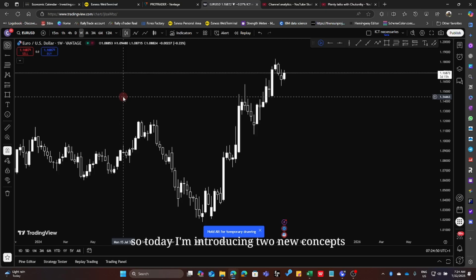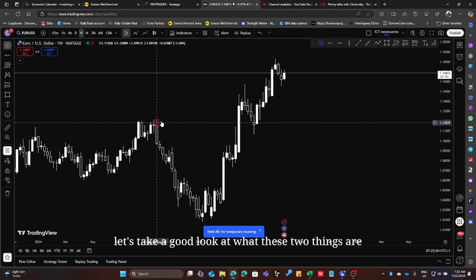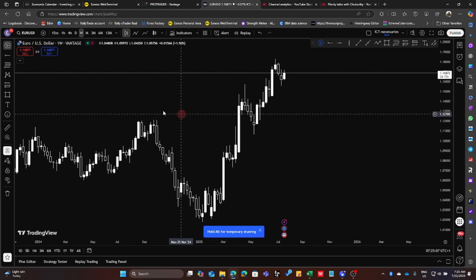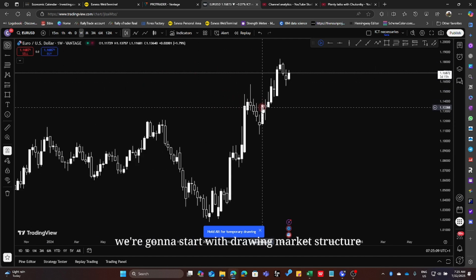So today I'm introducing two new concepts: drawing market structure backwards and then an indicator which doesn't really do anything for you but just shows you, as every other indicator does, showing you things. Well, let's take a good look at what these two things are. We're going to start with drawing market structure backwards.